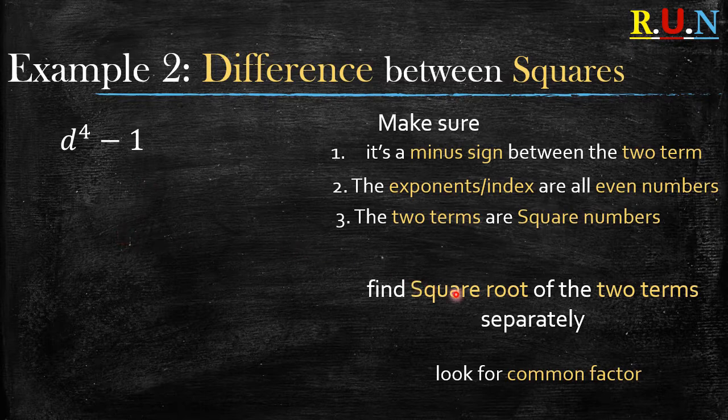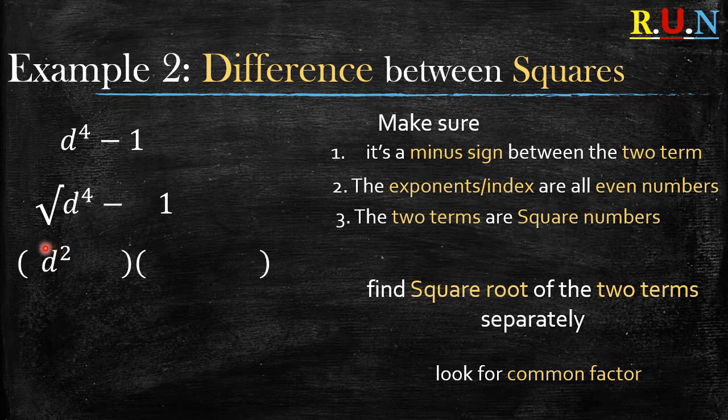So let's find the square roots of the two terms separately. Let's just rewrite it, and then we write down our 2 closed brackets. We start with the first term. What's the square root of the first term? Remember, when it's an exponent, when you find its square root, it's like you are dividing it by 2. This 4, you'll be dividing it by 2. So 4 divided by 2 gives you d to the power 2.